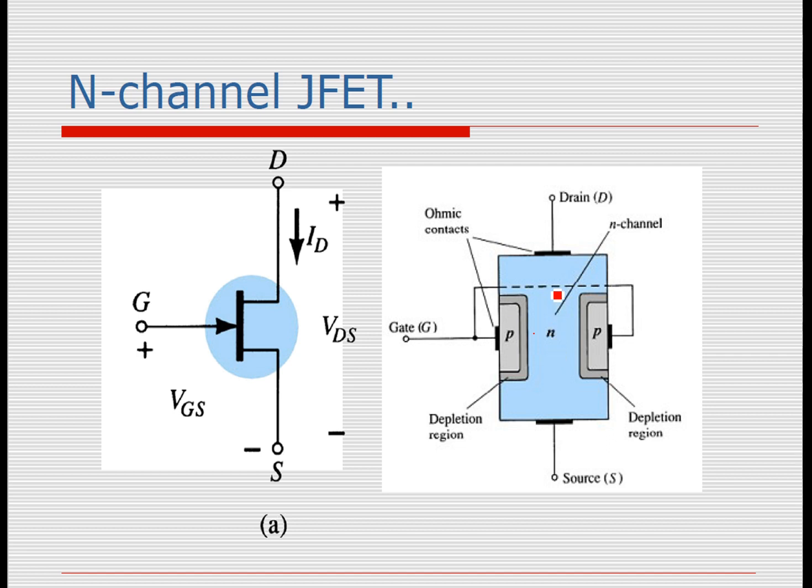Here the electrons enter the channel through the terminal called source and leave through the terminal called drain. The terminals taken out from the heavily doped p regions, or p-type material, are called gate. Because there are two p-type materials, these two are connected together and only one terminal is taken out, which is called the gate. So this is the construction of the n-channel JFET.